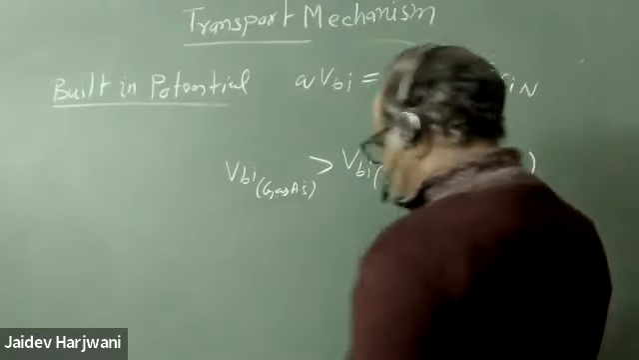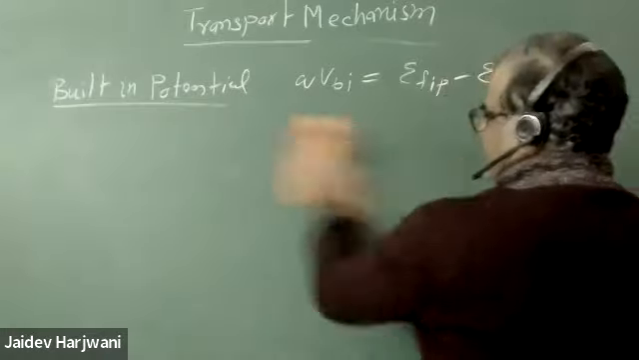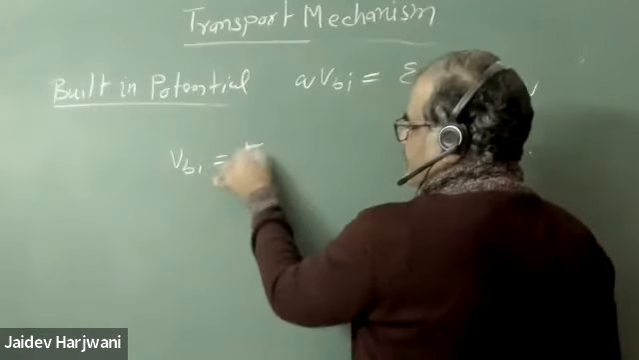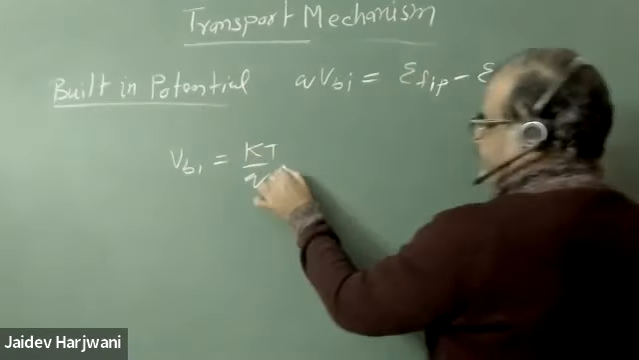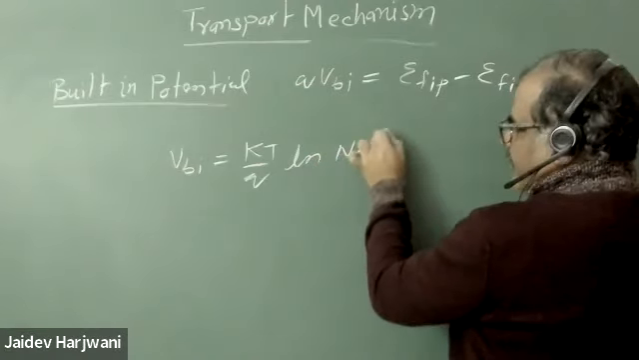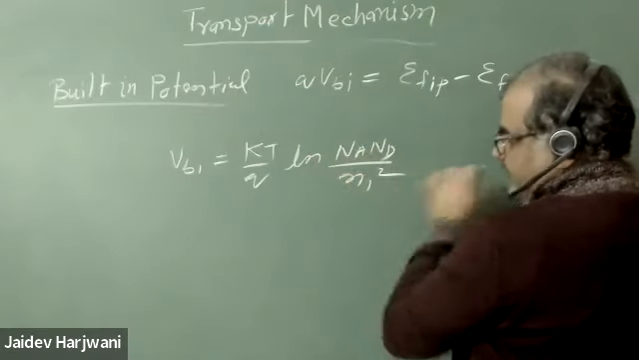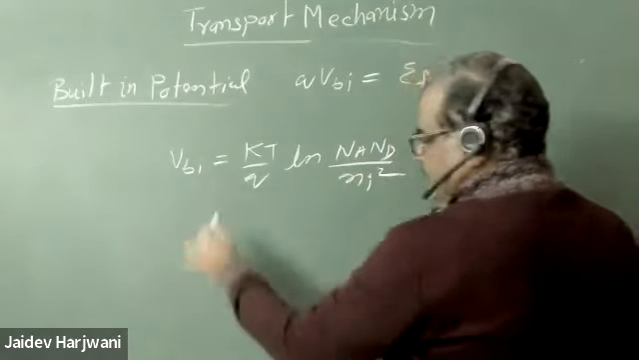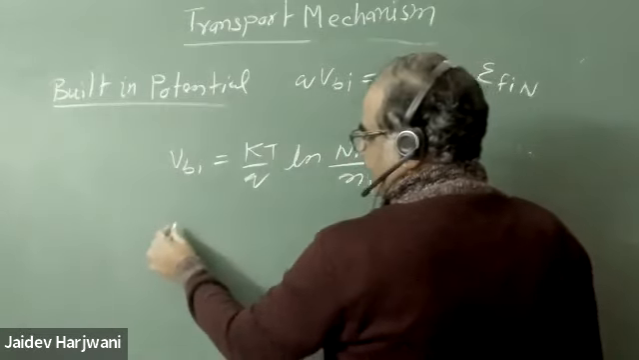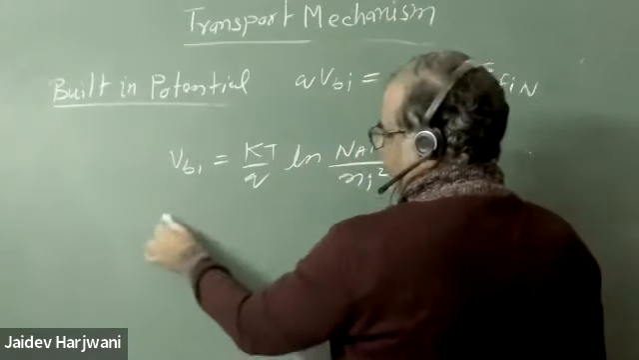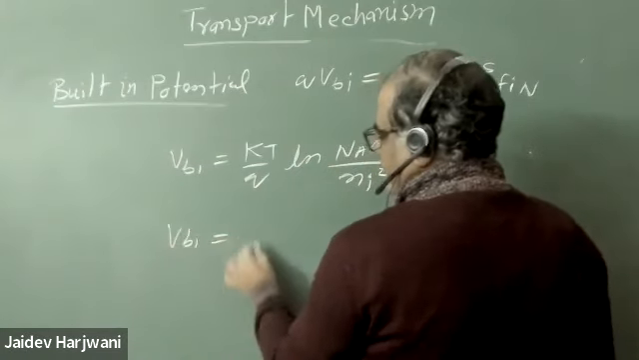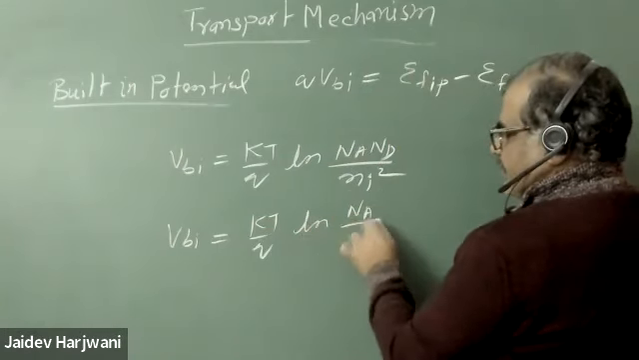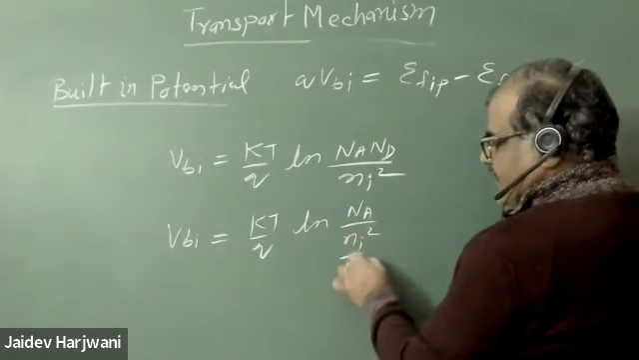Okay, now let me write some more formulas for VBI. Just now we have seen that VBI is equal to KT upon Q ln Na Nd upon Ni square. If I want to convert this formula into other forms, I want to bring in carrier concentrations: KT upon Q ln Na upon Ni square upon Nd.